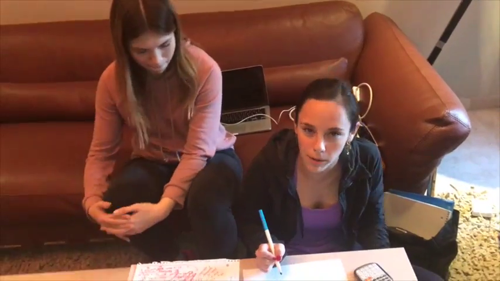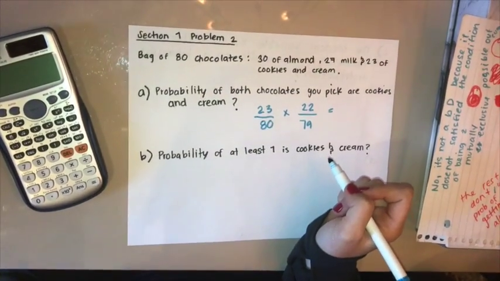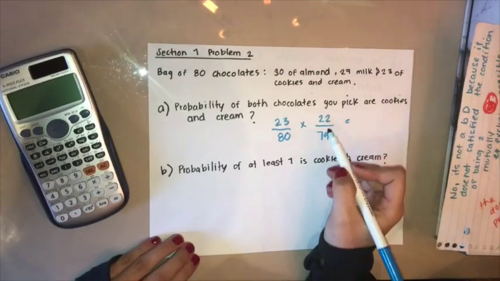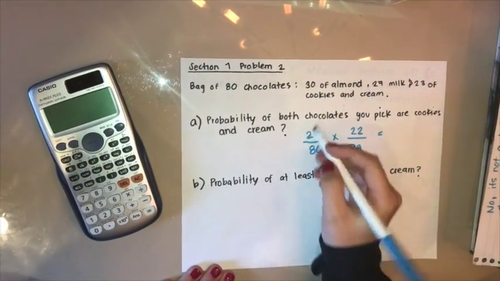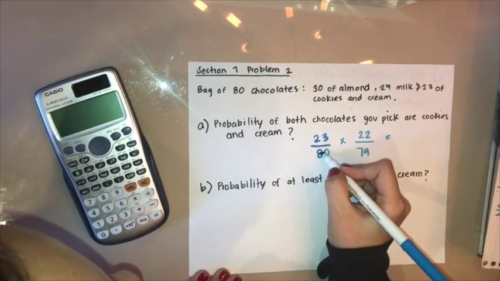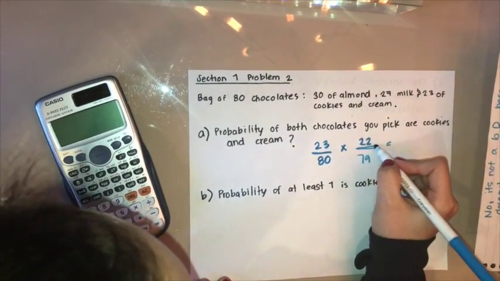Now we are going to do problem 2 of section 1. In a bag of 80 chocolates, 30 are almond, 27 are milk, and 23 are cookies and cream. What is the probability that both chocolates you pick are cookies and cream? You multiply 23 over 80 times 22 over 79, and the answer is 0.080.